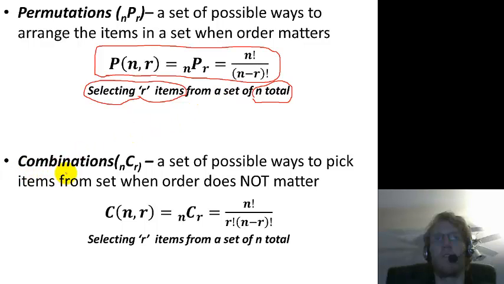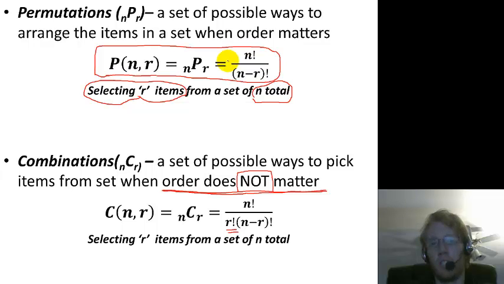Okay, combinations are very similar. So the combinations formula is exactly the same as the permutations formula, except it has this added little factor of r factorial in the denominator. So what's the difference, you might ask, between combinations and permutations? Combinations is a set of ways to pick items from a set if the order does not matter. So when you're picking them, it doesn't matter which order you pick them in. All that matters is which ones come in the set and which ones don't. Permutations, on the other hand, is picking a certain number of items out of a set, but when the order that you pick them matters.